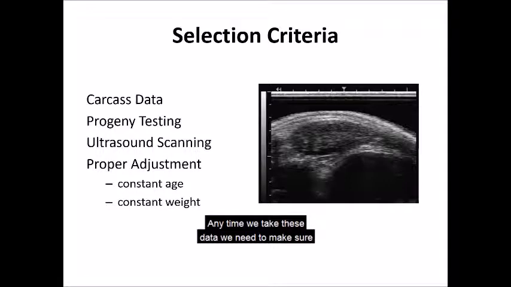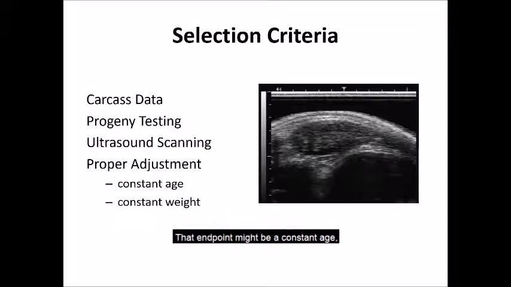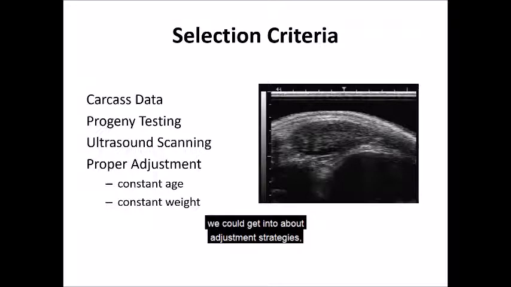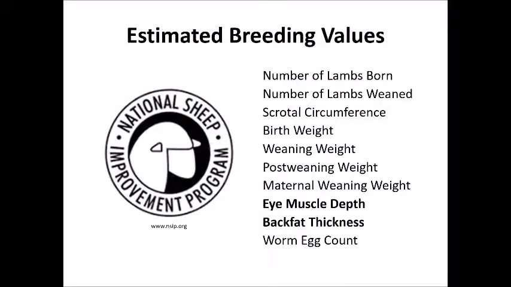Anytime we take these data, we need to make sure that we adjust them properly to a constant endpoint that allows us to compare apples to apples. That endpoint might be a constant age, or it might be a constant weight. There's a whole long discussion we could get into about adjustment strategies, but one thing I will say with that is that if we're going to compare carcass data, we just need to make sure that it's fairly adjusted.